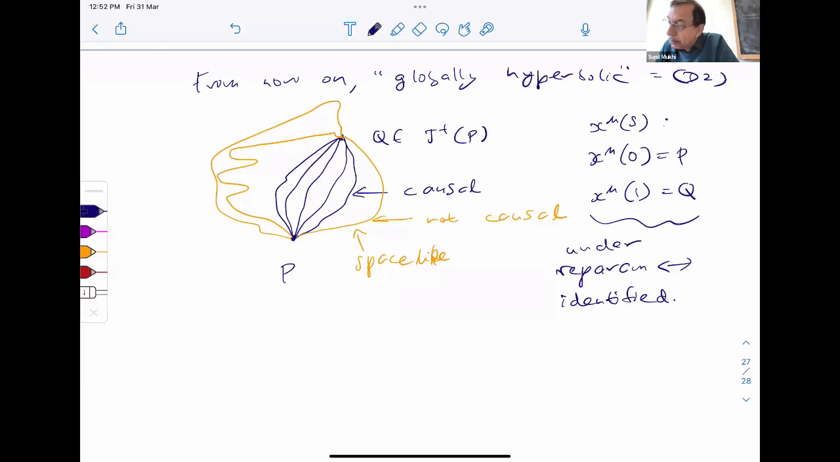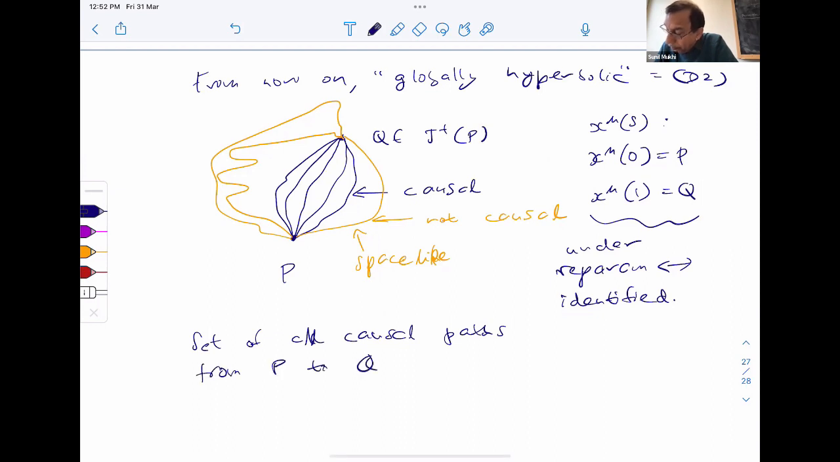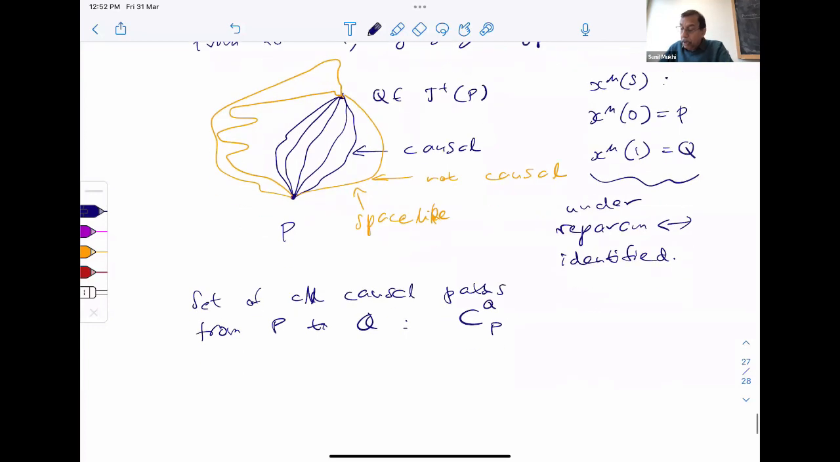Now, set of all such causal paths from P to Q, I'll just give it a name. I'll call it C lower P upper Q. Now we are going to talk about the space. So we can call this set also a space. But when you call a set a space, you're assuming that it has a topology. A space should always mean a topological space. And in order for there to be a topology, we should define that. The first thing to realize is that the space of paths is not any finite dimensional space.